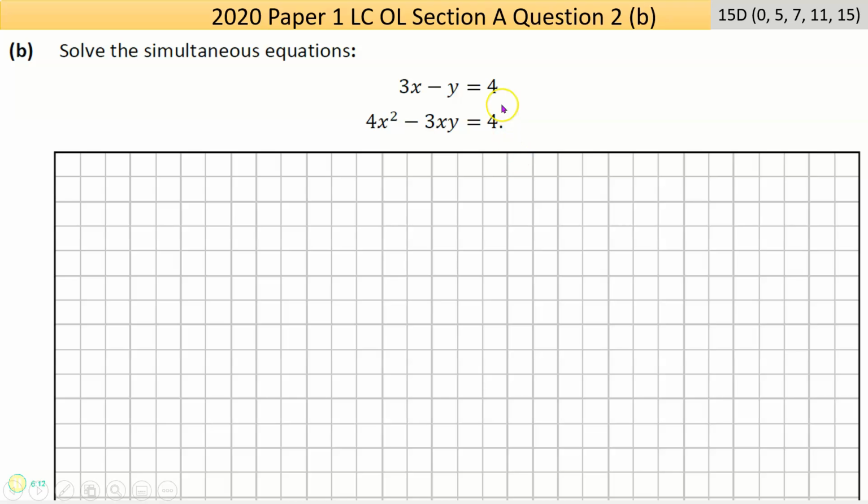Okay, so the next question here, part B. Now, each question in section A is worth 25 marks. Okay, so this here is worth 15 marks. It's a huge chunk, and this is simultaneous equations. They even are nice enough to tell me. Okay, I shouldn't need to be told.